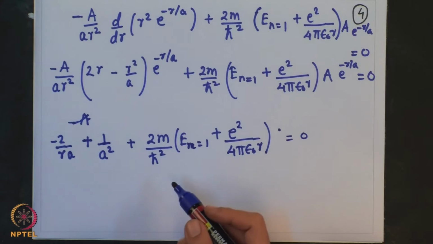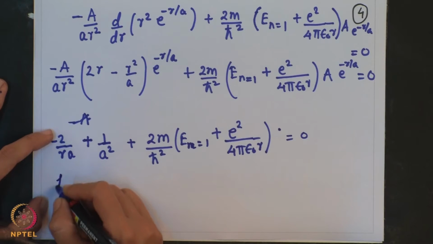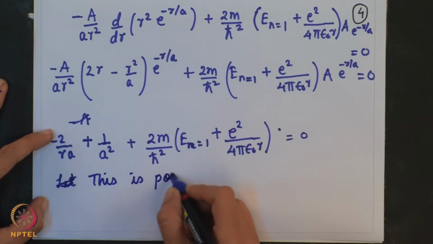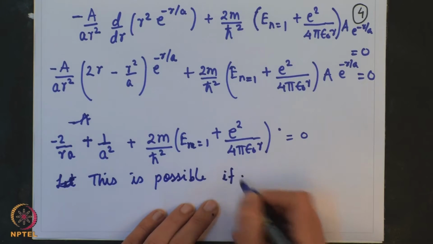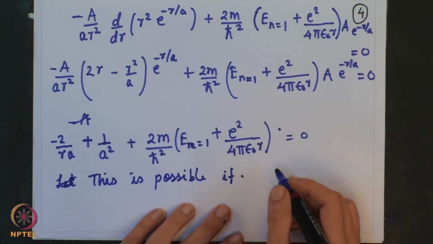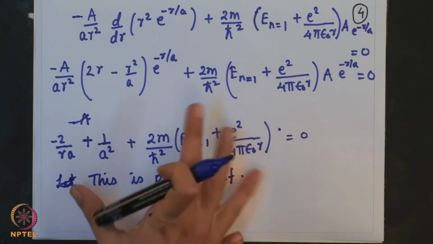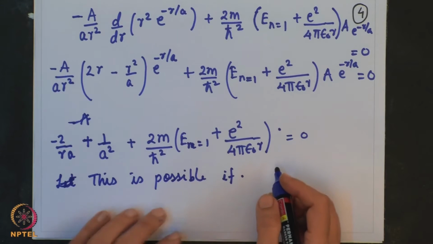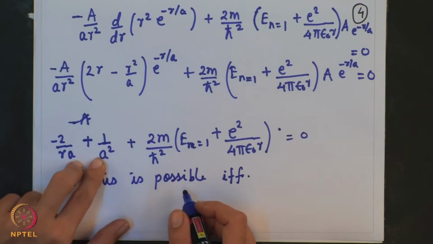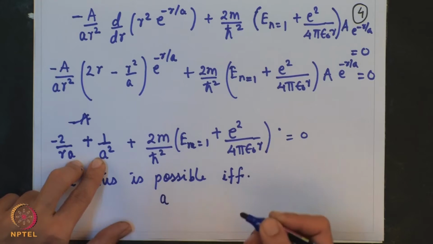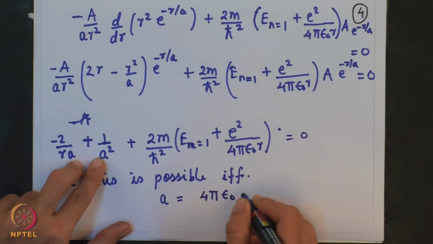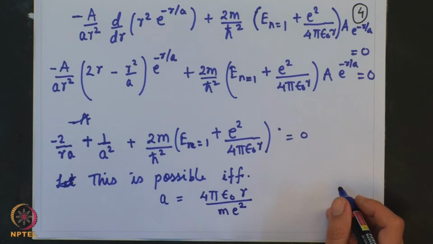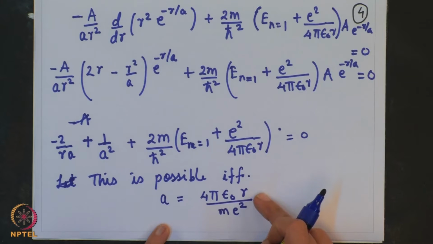So, here what we do is we will try to simplify this further. Or rather this is possible only when this term is going to 0, that is I can take h cross square upon 2m times this expression, this goes to 0, this expression times this part. So, when you simplify this, if and only if A is equal to 4 pi epsilon naught r upon m E square. So, this is possible only if A is 4 pi epsilon naught r upon m E square.